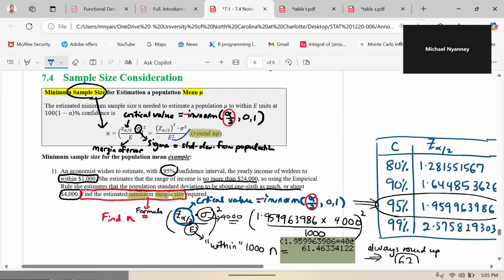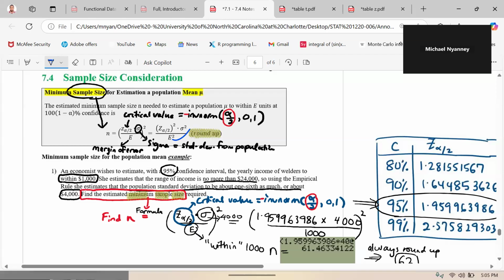And this is the estimated minimum sample size n needed to estimate a population mu. If you're talking about the population mu to within E, so you see the word within and a number comes, then that is your E. So in a question, if you receive within 10, then it implies that your E is 10. Within 5, then it implies that your E is 5. So the within and the number that comes is your E. So we know all the terms here.